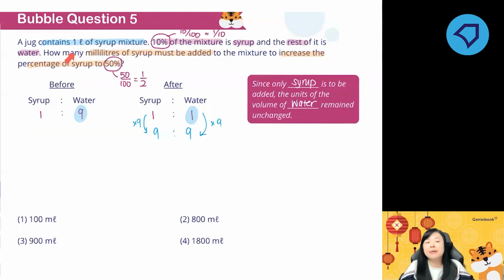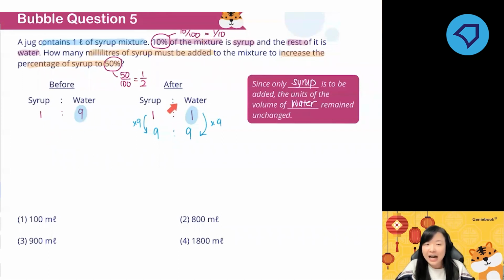So I repeat one more time, for those of you who cannot follow. A jug contains 1 liter of syrup mixture. 10% of it is syrup. So we change 10% to a fraction, we get 1 out of 10. So when we fill into our ratio, 1 out of 10 means total 10. But 1 unit belongs to the syrup, which means 9 units belong to the water. Okay, this is my before ratio.